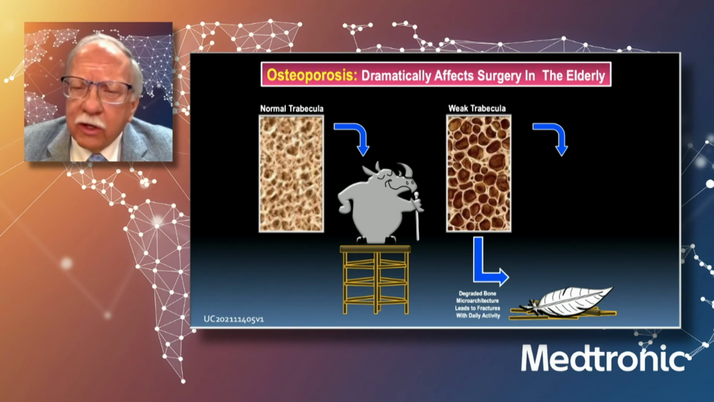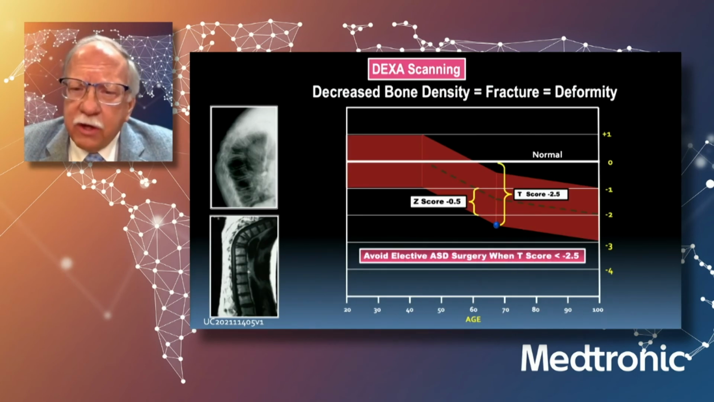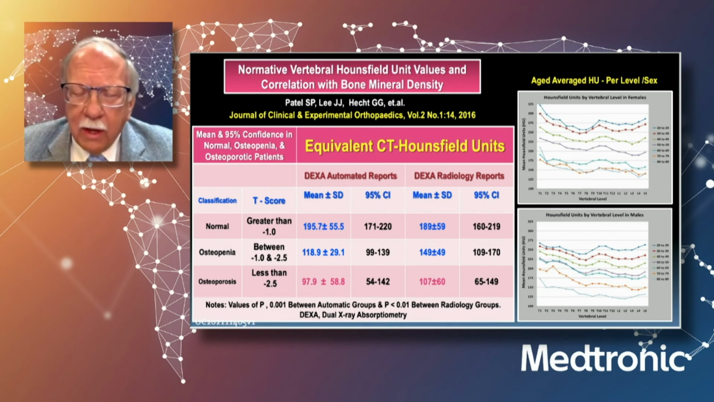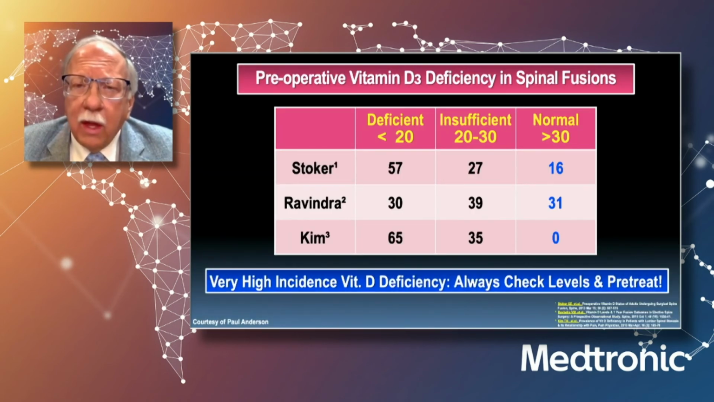And there's plenty of good, decent, level 3 literature to show this as a real phenomenon. All these patients you operate on, they should all have DEXA scans done. You can also substitute, in my opinion, a CAT scan, because basically a minus 2.5 equals a 97 Hounsfield unit as a general rule of thumb. So most of us will have these available, so we can just simply use the CAT scan in lieu of this. There's absolute evidence that shows that preoperative vitamin D deficiency is very common. So you should always check these patients preoperatively because it does help with fusion.